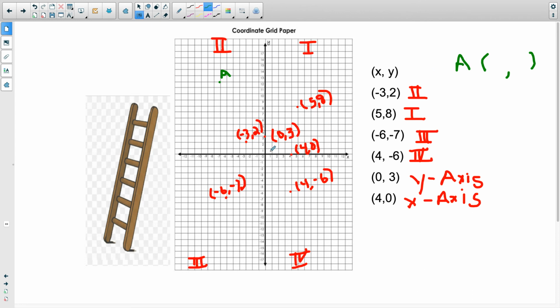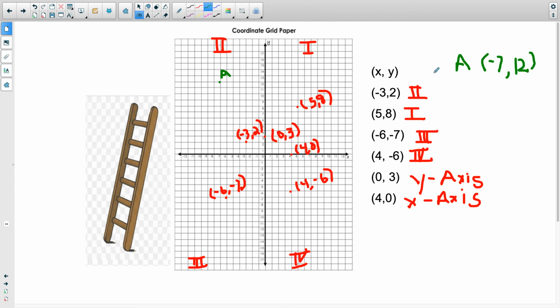Well, start at 0, 0. How far to the left did I go? 1, 2, 3, 4, 5, 6, 7. So my x is negative 7. Then from here I go up 1, 2, 3, 4, 5, 6, 7, 8, 9, 10, 11, 12. So that dot is at the location negative 7, 12.